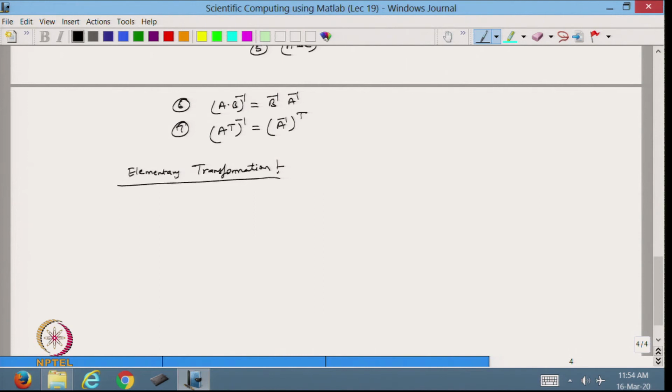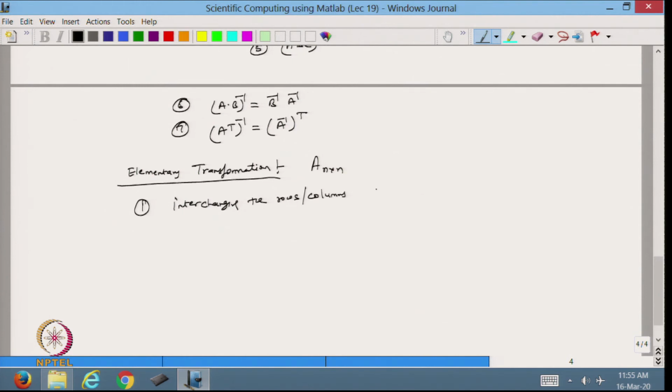So, elementary transformation. What is the elementary transformation? Suppose I have a matrix A, a square matrix n cross n. Now, what I can do is, the first one is interchanging the rows or columns.